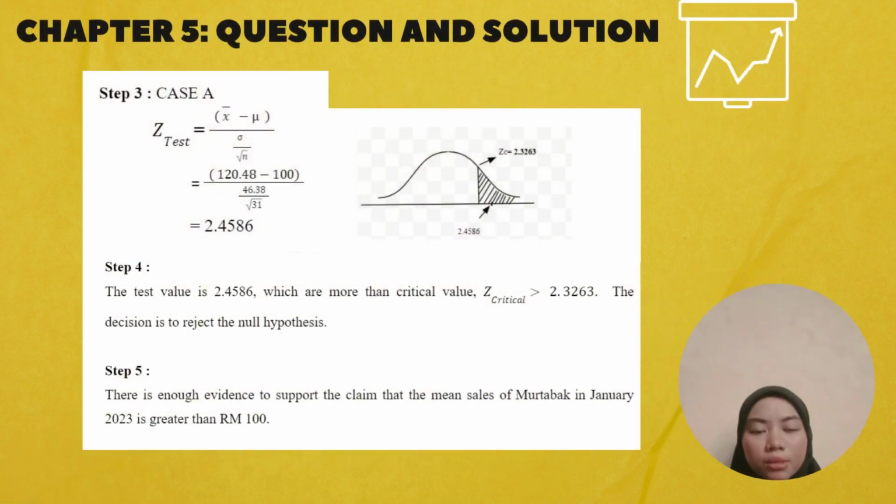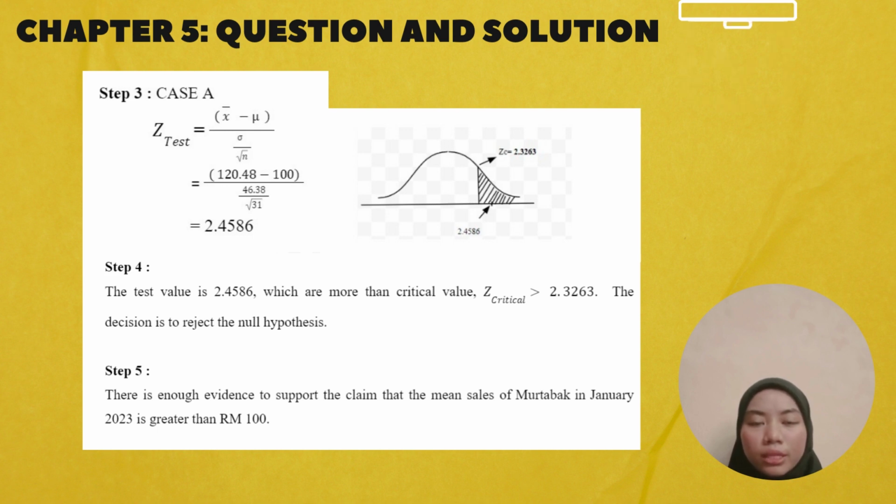After that, in step 3, we use the case A formula for the Z test. So, we put all the values in the formula and we get the answer of 2.4586. So, in step 4, the test value is 2.4586, which is more than the critical value. So, the decision is to reject the null hypothesis.